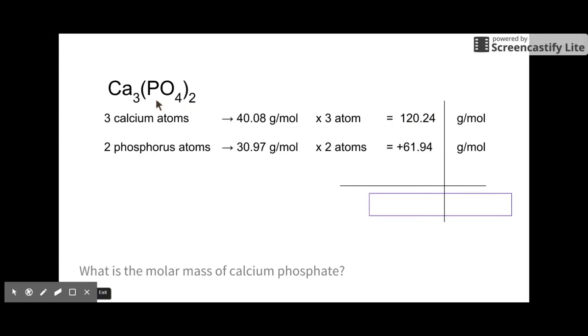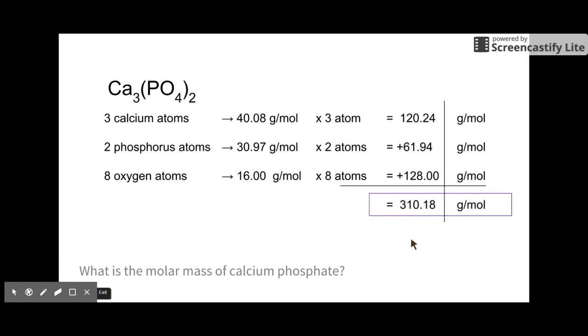I have 2 phosphorus atoms, because I'm FOILing this 2 into phosphate. By the way, this is calcium phosphate, so I'm FOILing the 2 into phosphate. So I take 30.97 grams per mole, that's found on the periodic table, times it by 2, and I'll get this as a molar mass for the total number of phosphorus. Oxygen, I have 8 oxygens. Again, FOILing this in, I need to multiply my 4 by 2, so 16 is the molar mass of oxygen. I times that by 8 atoms in my compound, and I'm going to get 128. When I add those 3 together, I get a total molar mass of calcium phosphate to be 310.18.